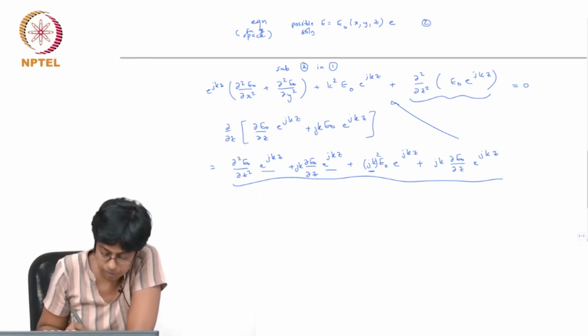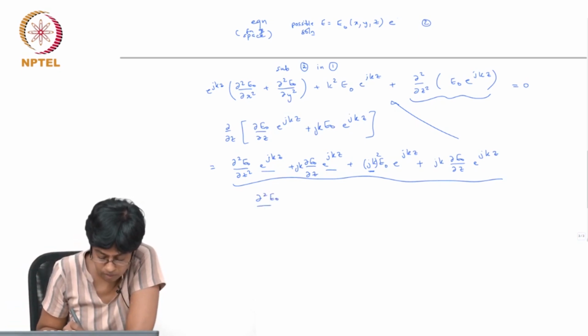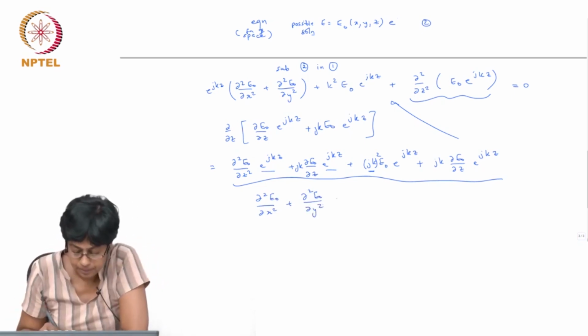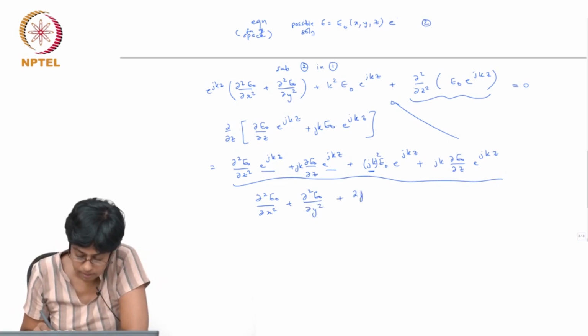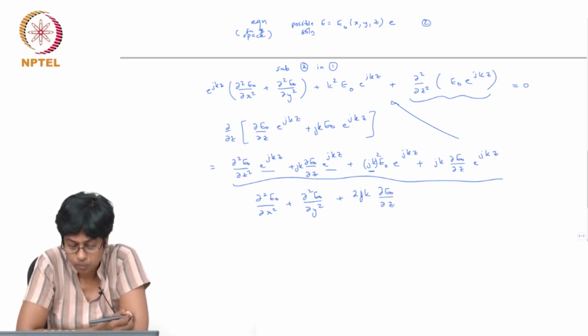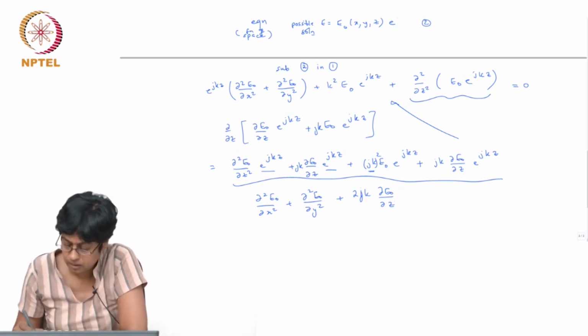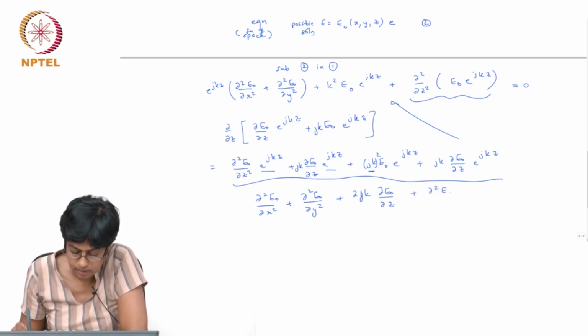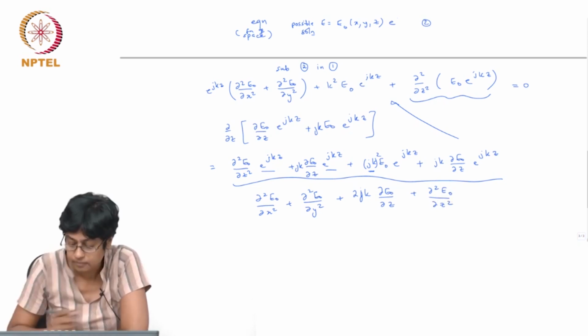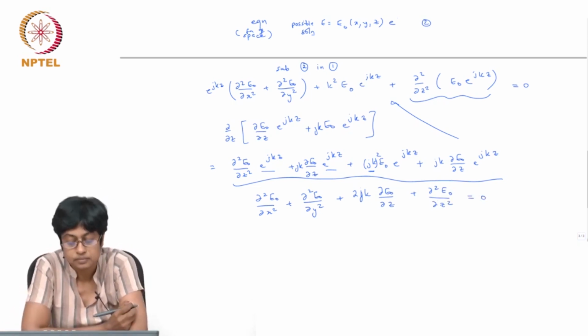And finally, what you'll be left with is dou squared E naught by dou x squared plus dou squared E naught by dou y squared plus 2jk dou E naught by dou z, and you will have one more term, and that is the term dou squared E naught by dou z squared equal to 0.